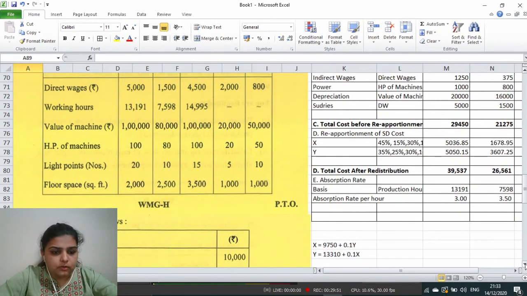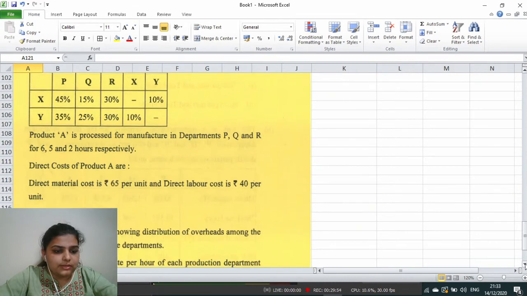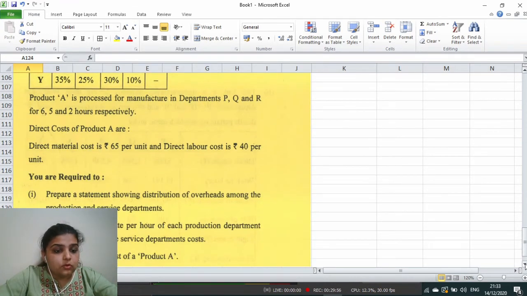So we are done with part 1 and part 2. The third part says that we also need the total cost of product A. So material 65 and labor 40 are already given.